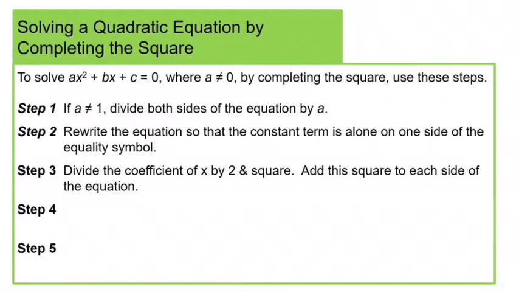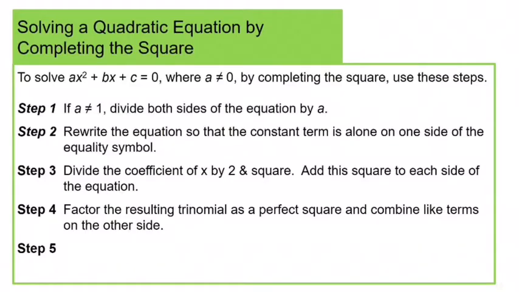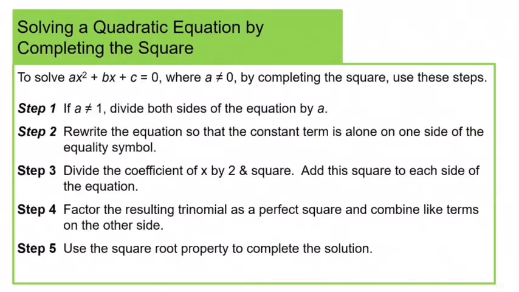In step 3, we're going to figure out what we should add to both sides. So the way to find out what to add to both sides is to take the coefficient of x, divide it by 2, and then square that number. Add this square to each side of the equation. That will give you a perfect square trinomial on the left. So factor the trinomial on the left and combine like terms for the other side, and then you can use the square root property as normal to complete the solution. All of this will seem a little better after we've done a few examples together.